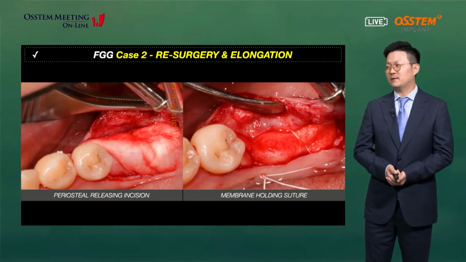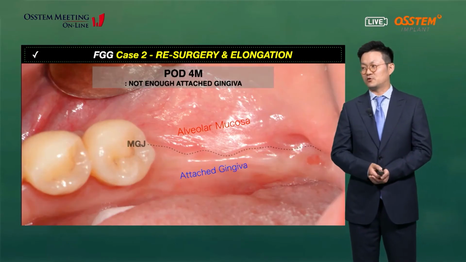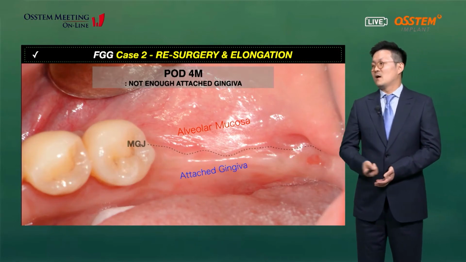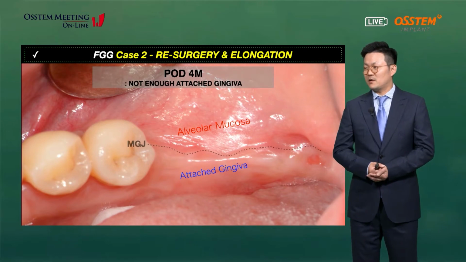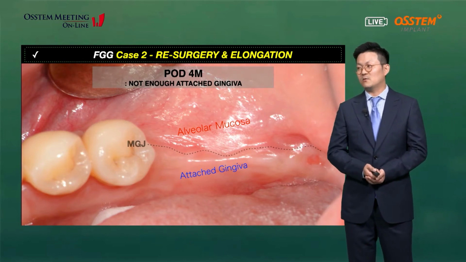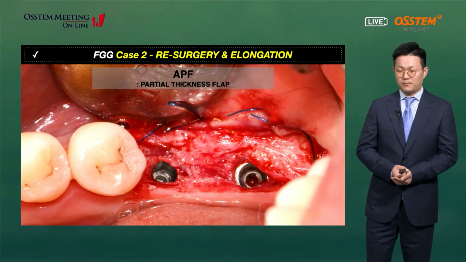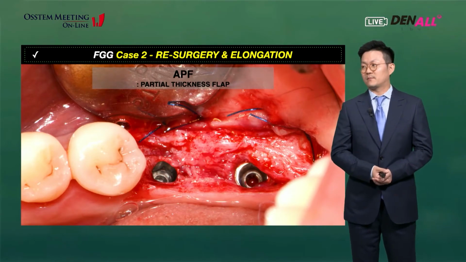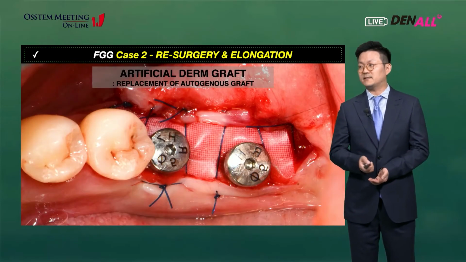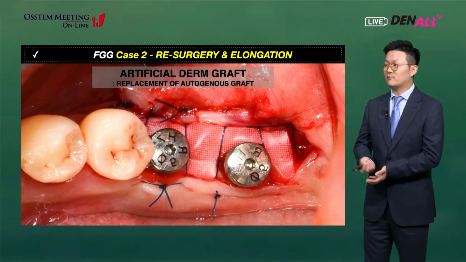GBR, and I made the primary closure on the GBR side. But 4 months later, as you see, there's a severe attached gingival loss on the buccal side, so I decided to perform a free gingival graft. After a partial thickness flap operation, in this case, I have used the artificial dermal graft.